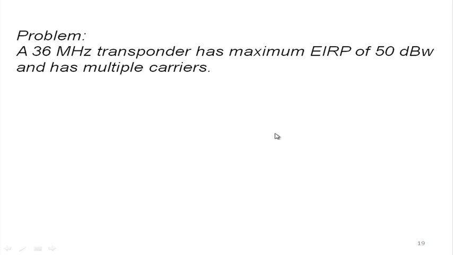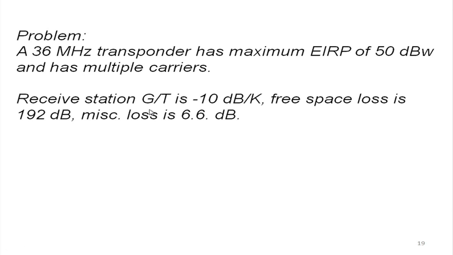Now, let us take another problem in terms of EIRP. That last one was in terms of C/N. So, it is a 36 MHz transponder that has a maximum EIRP of 50 dBW. Last time it was given C/N0 81 dB-Hz. So, it has multiple carriers, and other information given is that the receive station G/T is minus 10 dB/K.